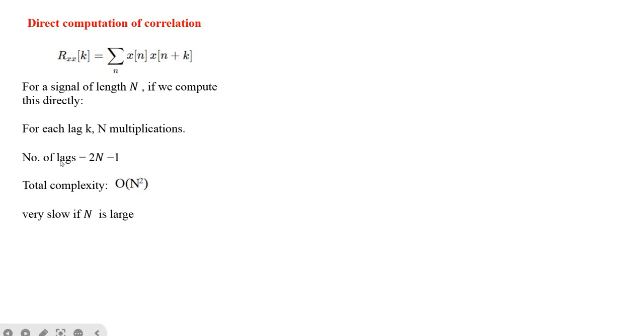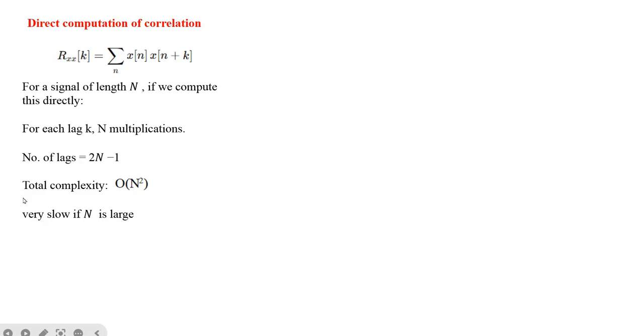So here there will be about 2n minus 1 lags, and the total complexity is O of n square. This O of n square is used to represent the time complexity of the algorithm.